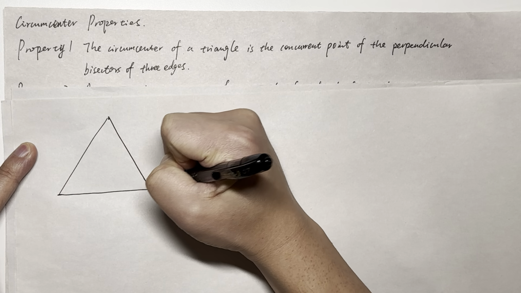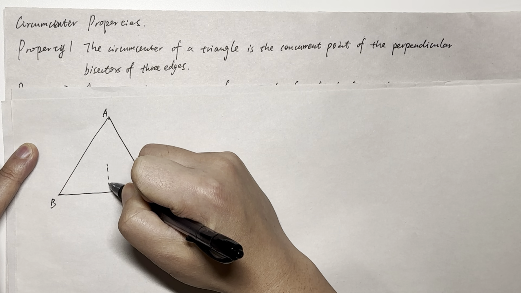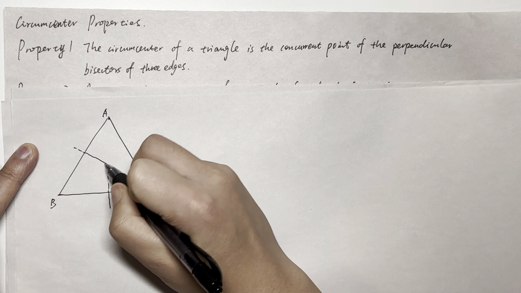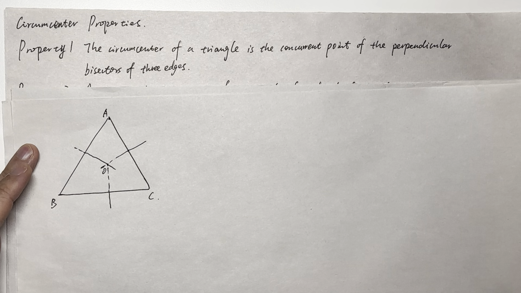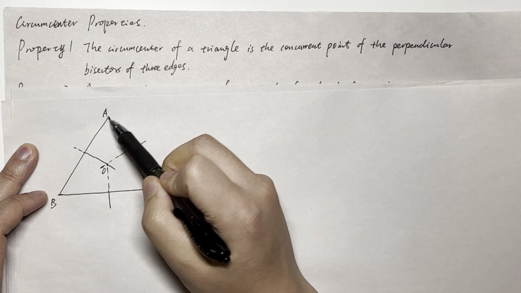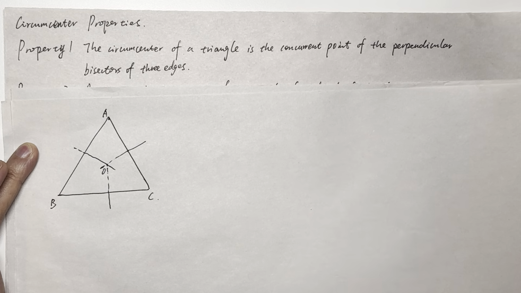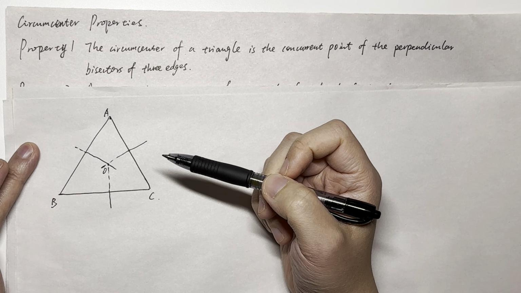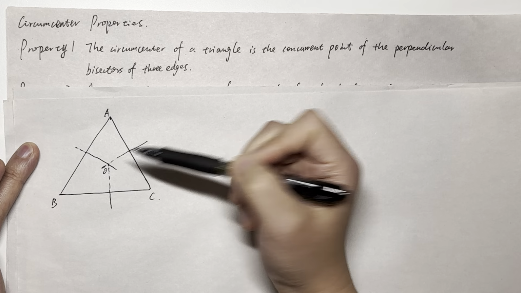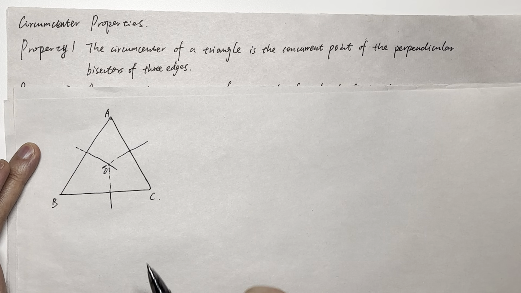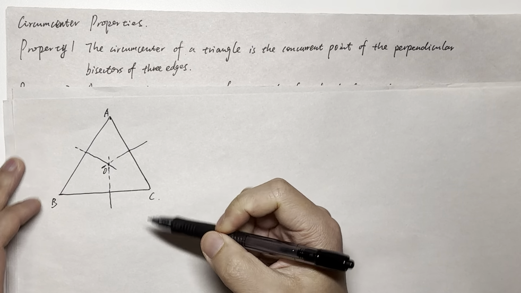So let's prove it. I think it's been proved before. It's obvious, right? Because circumcenter means that we find a circle, and the vertices of the triangle are on this circle. Of course, all the points on the circle have an equal distance to the center. So this is true, but we want to prove that the perpendicular bisectors of the three edges are concurrent.